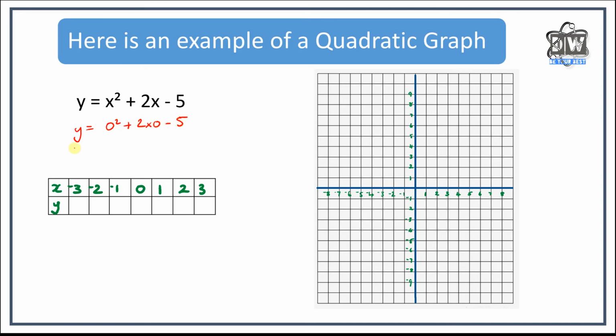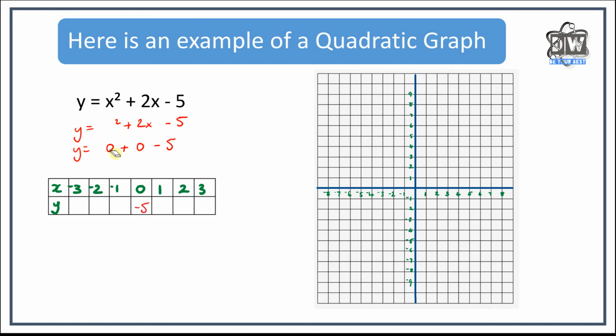Let's do this a stage at a time. So we've got y equals, what's 0 times 0? 0 times 0 is 0. What's 2 times 0? That's 0. Take away 5. So 0 plus 0 is 0. Take away 5. We should end up with minus 5. Now, just to show you how this changes a little bit, and it just does change a little bit, doesn't it?